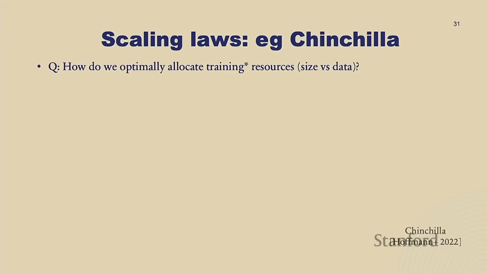Another really cool thing you can do with scaling laws is that you can ask yourself how to optimally allocate training resources. Should I train larger models? Because we saw that it's better when you train larger models, but we saw that it's also better when you use more data. So which one should I do? Should I just train on more data, a smaller model, or should I train a larger model on less data?